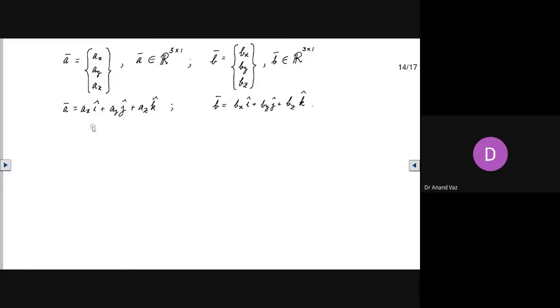So here, we have already seen that if we want to work out the dot product of A and B, we have the dot product, which we also call the scalar product.